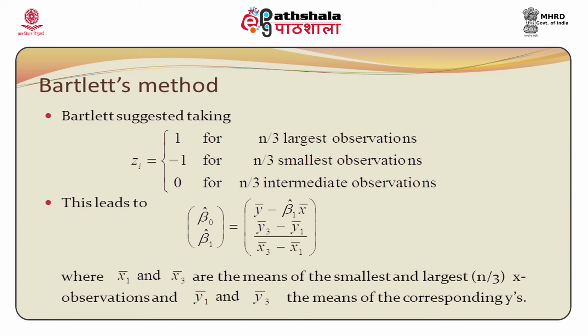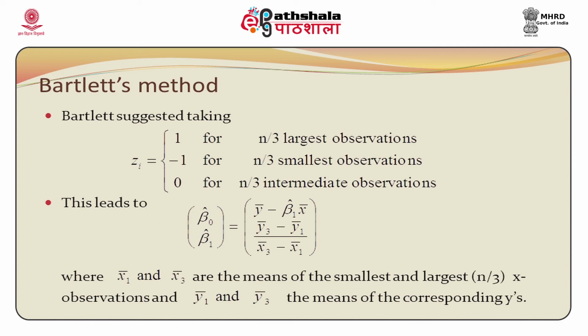And by the same sort of algebra as we did before, beta 1 hat turns out to be y 3 bar minus y 1 bar by x 3 bar minus x 1 bar. What is y 3 bar? It is the average of the y values corresponding to the larger values of x, and the average of the x's would be x 3 bar for these larger values.